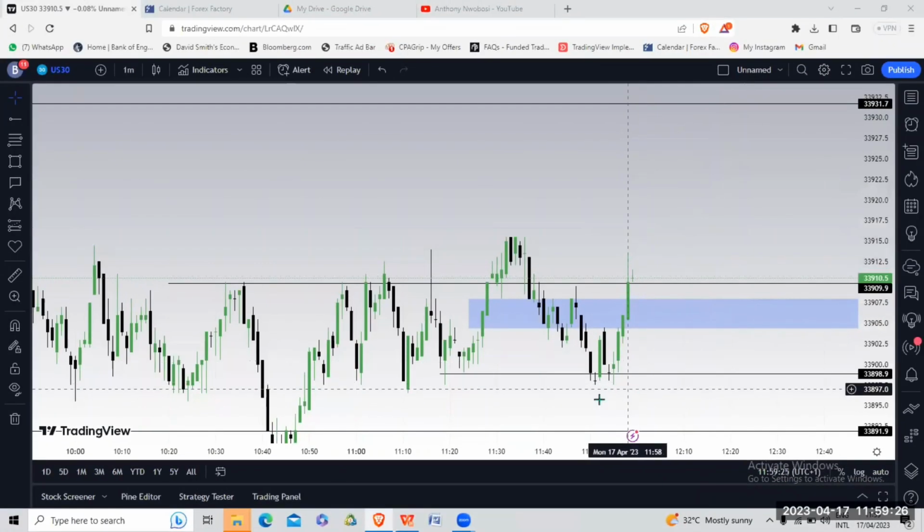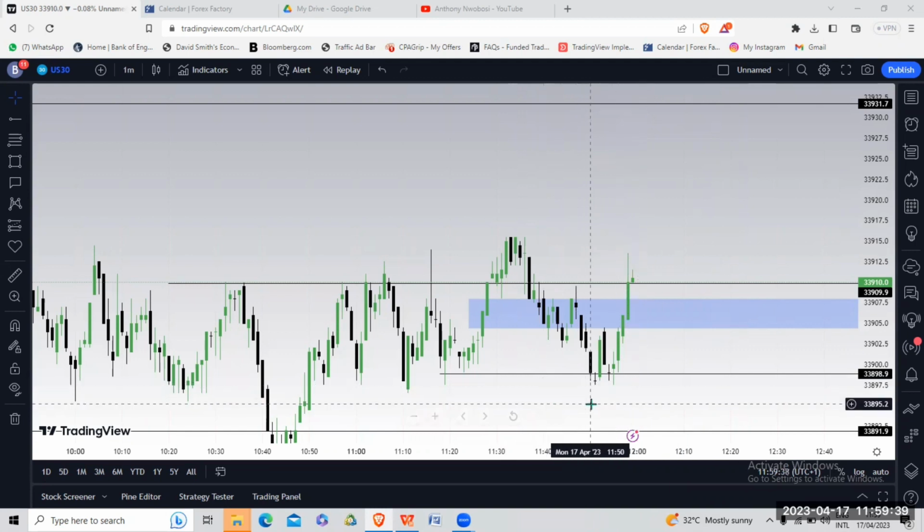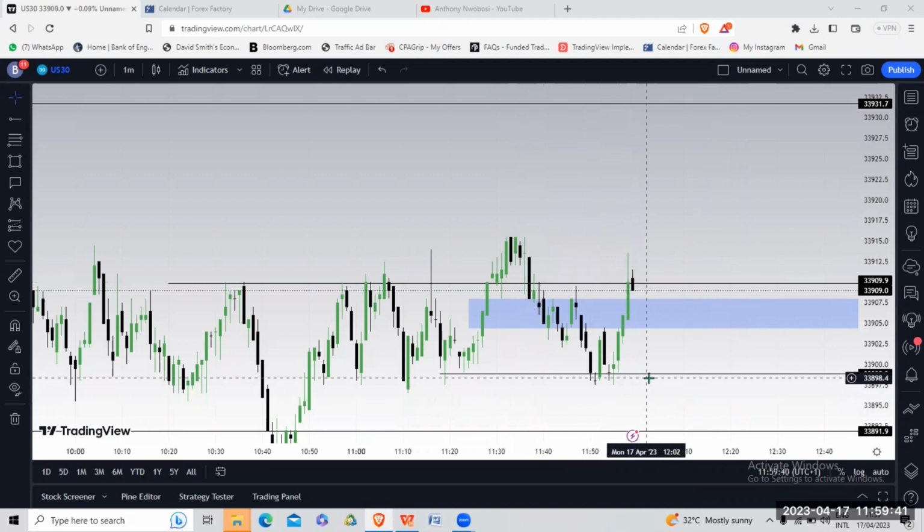So fortunately for me, yes, my stop loss should have been here, but because I knew about the spread, and I normally give like 2 points away from my stop loss, I was not hit. And because of the time of the day, that's why price is not looking so nice. But I wasn't taken out.